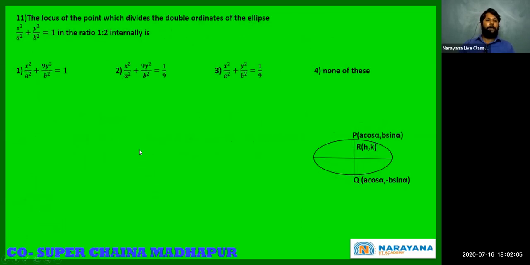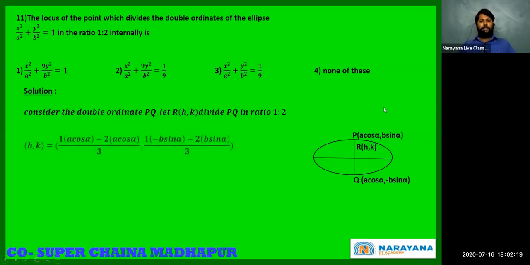Okay. The locus of the point which divides the double ordinates of the ellipse x square by a square plus y square by b square equal to 1 in the ratio 1:2 internally. Yes, we have actually done this question, so I will just quickly go through this. Yes, this is the double ordinate, and a point R h comma k divides it in the ratio 1:2, right? So we know points P and Q, we can simply write them as a cos alpha, b sin alpha and a cos alpha, minus b sin alpha, right? And then we will use the section formula.